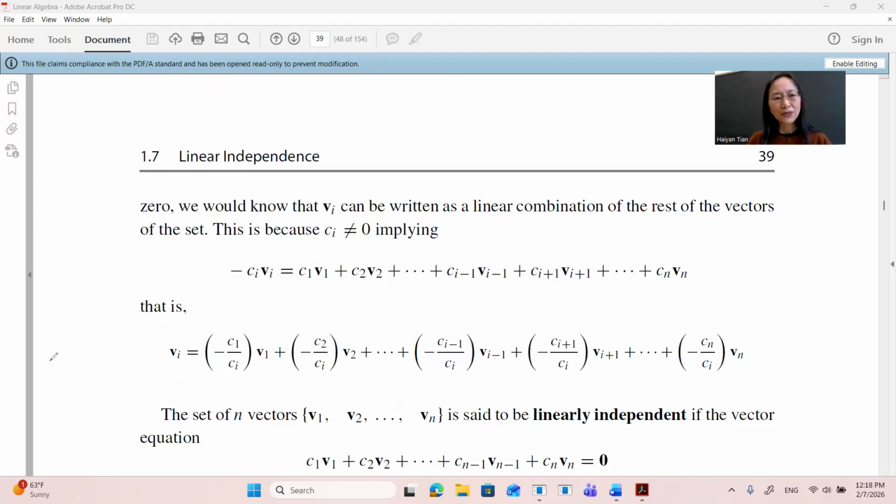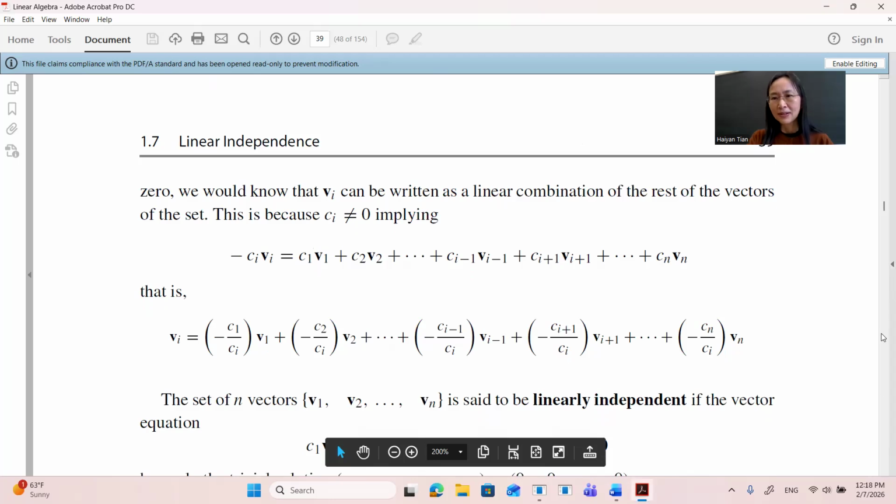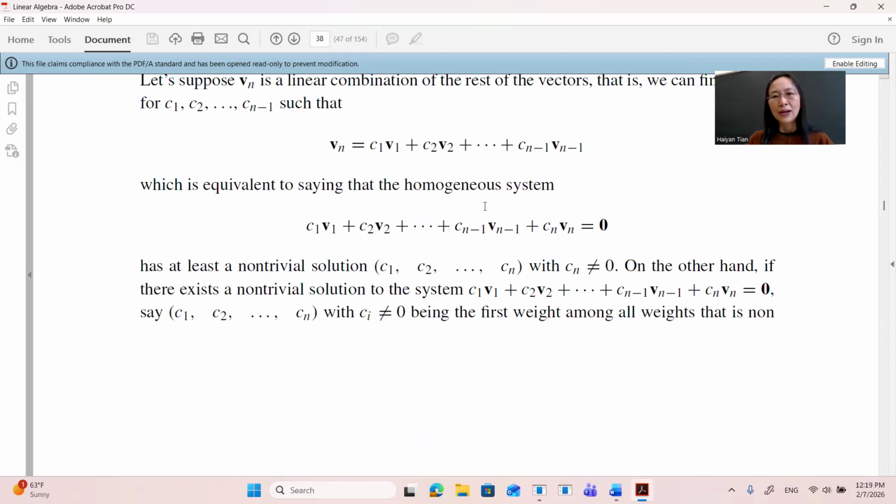So that means whenever you have a non-trivial solution, that means a non-zero solution for that homogeneous system, that implies dependence of the vectors, at least one vector is dependent on the others from our discussion. So from this discussion, we notice at least one vector is depending on the others.